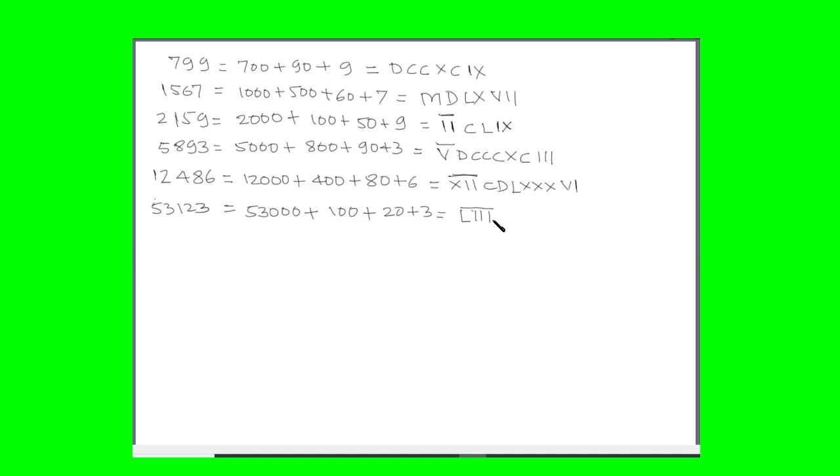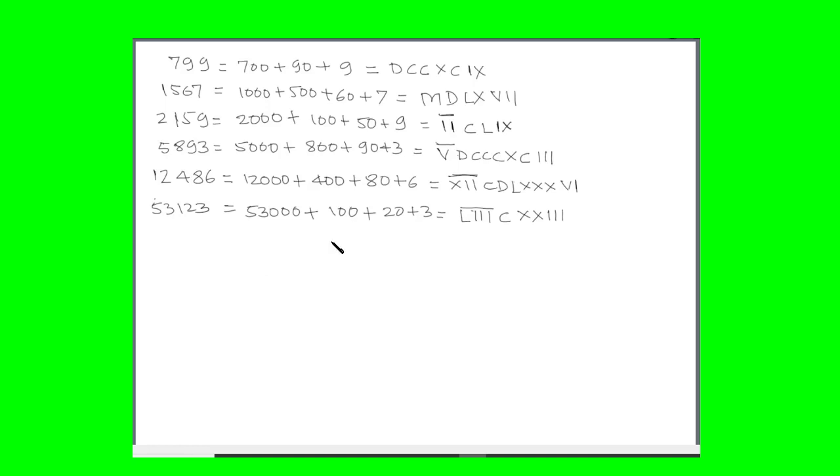Now 100 is C, then 23 is XX, where X is 20, and III is 3. So this is our 53,123. So this we have learned from numbers to Roman numerals. Now let's do some Roman numerals to numbers.